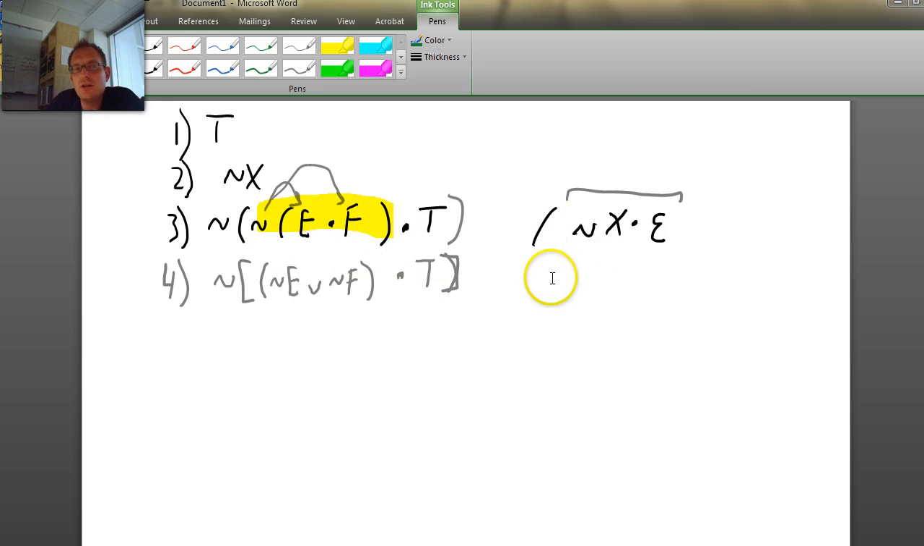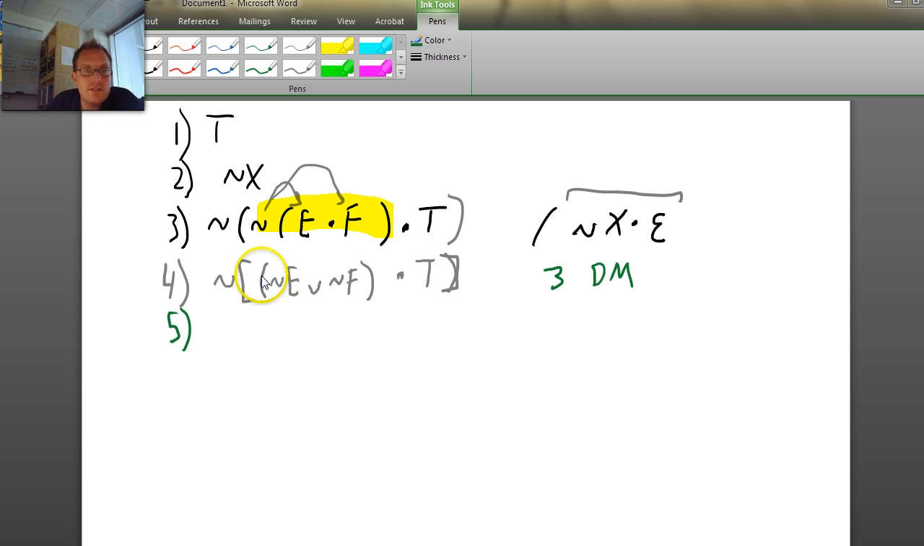Another thing here is every time you write a new line, to the right of it, write down which lines you used and what rule you used, which you started to do in your last video. So that means I did line 3, DeMorgan's. Okay, so let's do line 5.